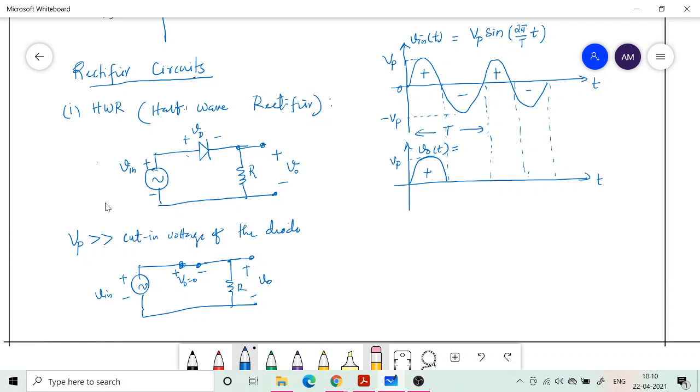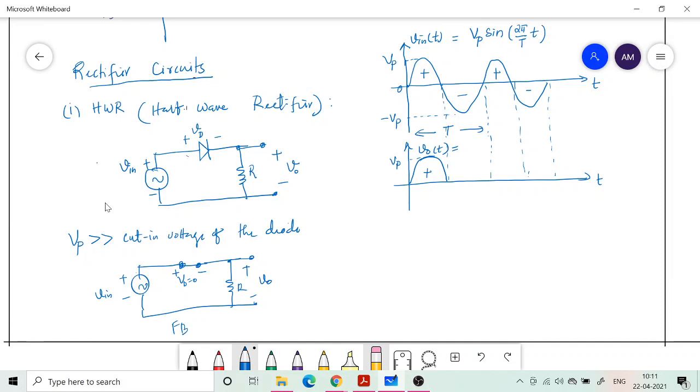Now if it is a real diode, what is going to be the difference? Some amount of drop will be there across the diode. It won't be Vd equal to 0, it will be Vd equal to the cut-in voltage, approximately 0.7 volt for a silicon diode, and therefore the peak will not go up to Vp, it will be Vp minus the cut-in voltage. That's the difference between an ideal diode and a real diode. For an ideal diode, it is very easy to come up with the output waveform. You just need to replace the diode with a short circuit when it is forward bias, and this is the forward bias situation.